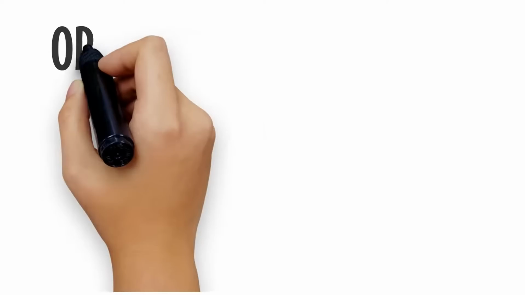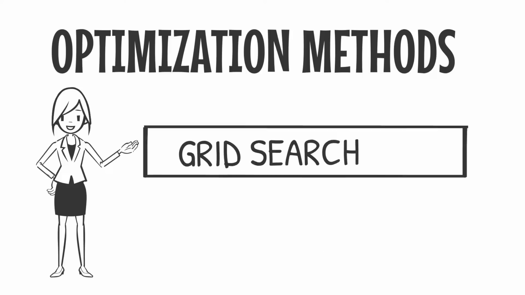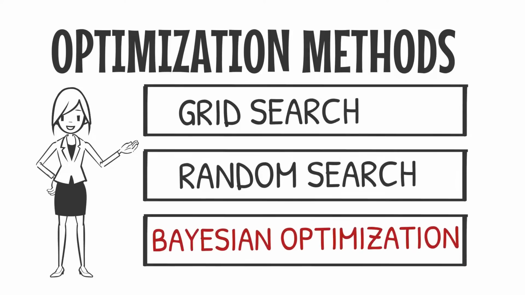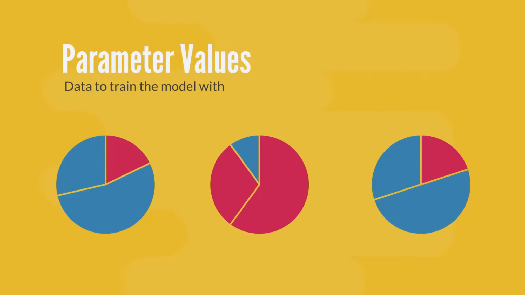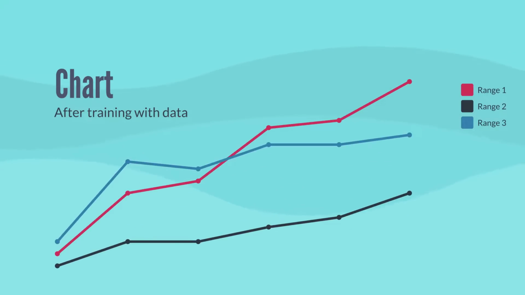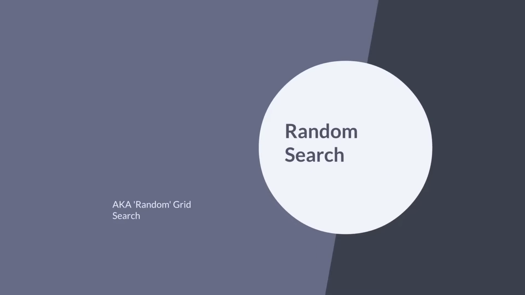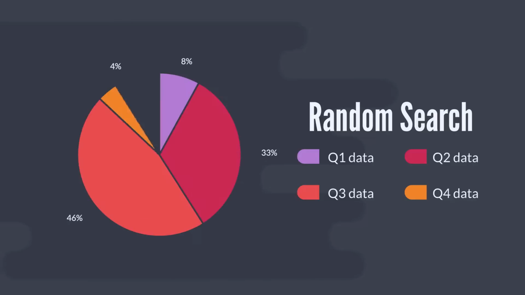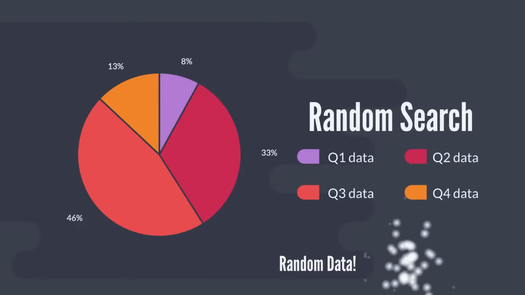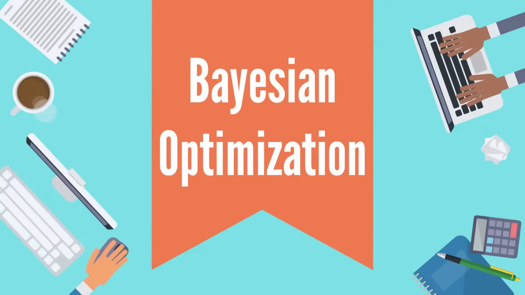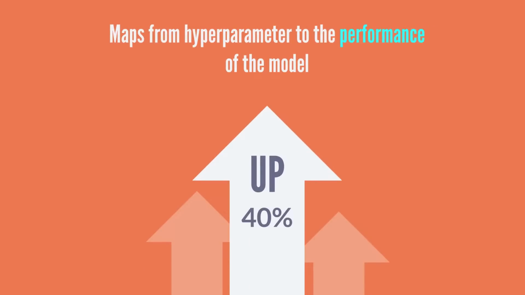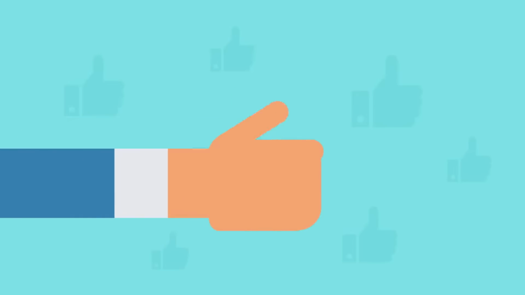There are different optimization methods available, such as grid search, random search, and Bayesian optimization. Grid search, which is the simplest method, involves specifying a set of possible parameter values and training a model with each combination of parameter values. Random search, which is similar to grid search but less exhaustive, involves randomly sampling parameter values from a predefined distribution. Bayesian optimization uses Bayesian methods to model a function that maps from hyperparameters to the performance of the model.